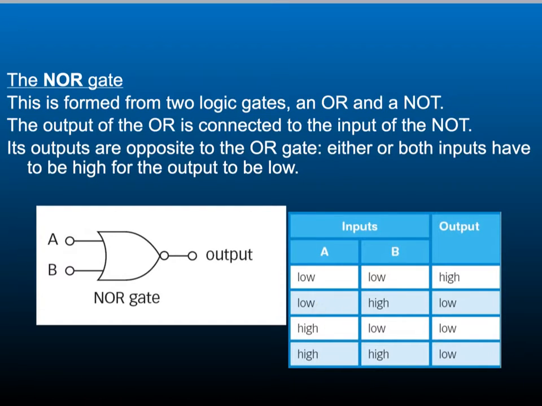Normally, if you have one low and one high input, you would get a high output, but as this does the opposite, it gives us a low output. And then in the OR gate you would expect two high inputs to give a high output, but this time it is low because it does the opposite.